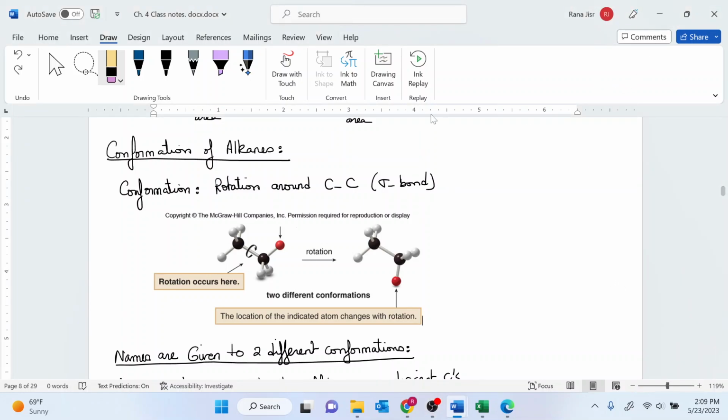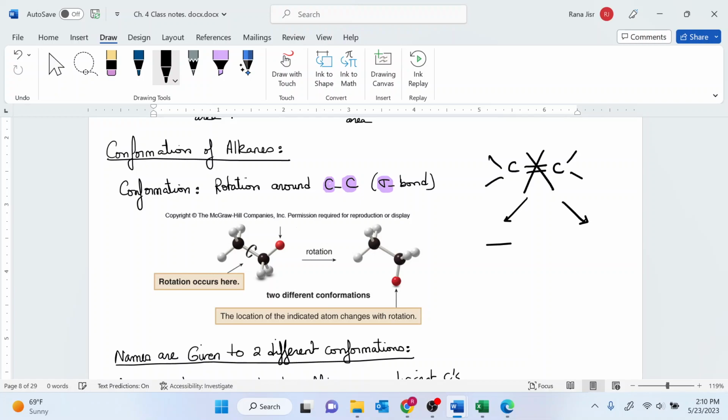So conformation means rotation, and the rotation happens around two carbons, and these carbons have to be connected by a sigma bond. The two carbons cannot be connected by a double bond. There is no rotation around a carbon double bond carbon. With carbon double bond carbons, we have different orientations of the molecules.